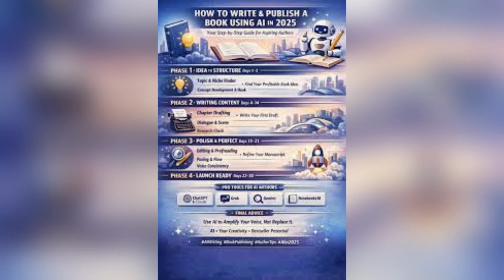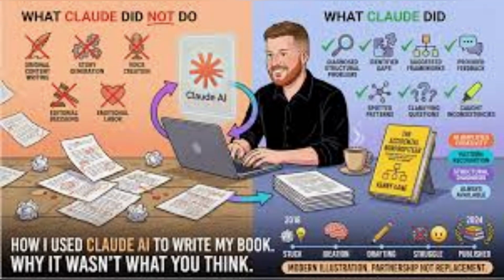Adaptive thinking: for complex plots, especially mysteries or sci-fi, use the adaptive thinking mode. This allows Claude to internally verify that a twist in Chapter 15 is actually supported by clues planted in Chapter 2. Beat sheets: ask Claude to convert your outline into a Save the Cat or Hero's Journey beat sheet to ensure the pacing is commercially viable.